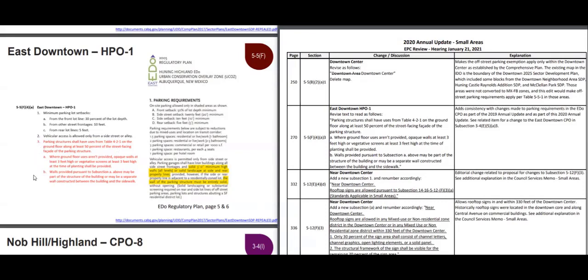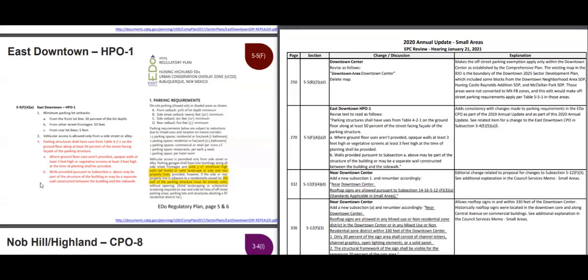Walls provided pursuant to subsection A above may be part of the structure of the building or may be a separate wall constructed between the building and the sidewalk. The reason for the change is to add consistency with other changes made to parking requirements in the IDO CPO that happened with the 2019 annual update and as part of the 2020 annual update.